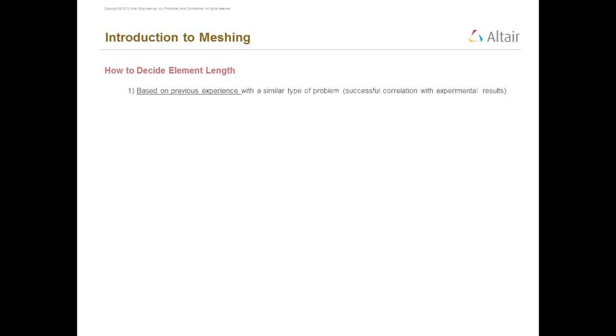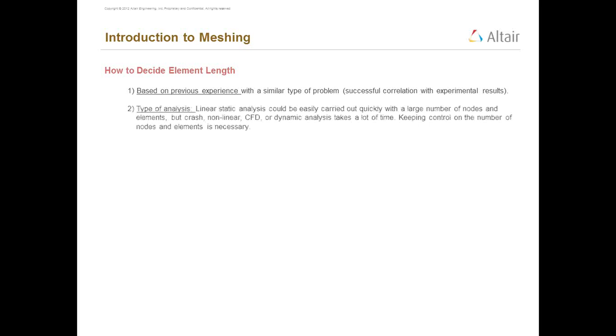So the element length is decided based on previous experience with a similar type of problem, successfully correlated with experimental results. Then, type of analysis. Linear static analysis could be easily carried out quickly with a large number of nodes and elements, but crash, nonlinear, CFD or dynamic analysis takes a lot of time. Keeping control on the number of nodes and elements is necessary.